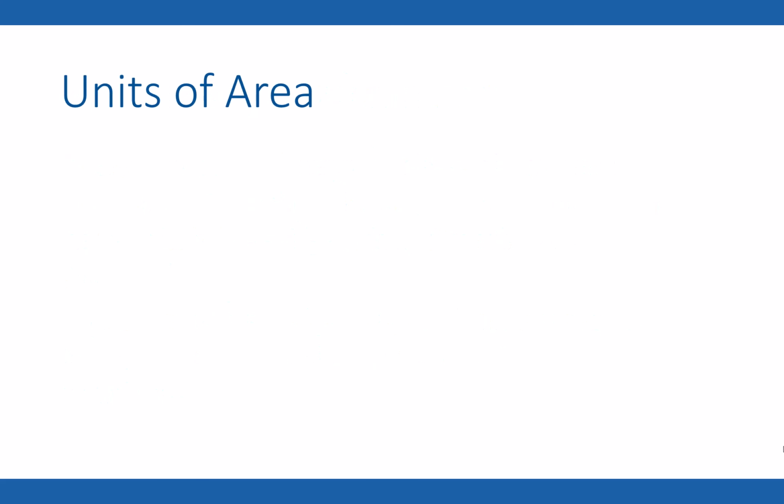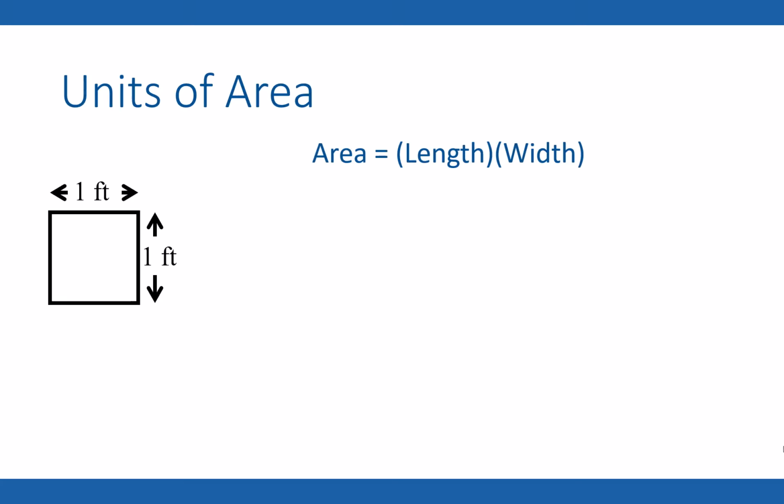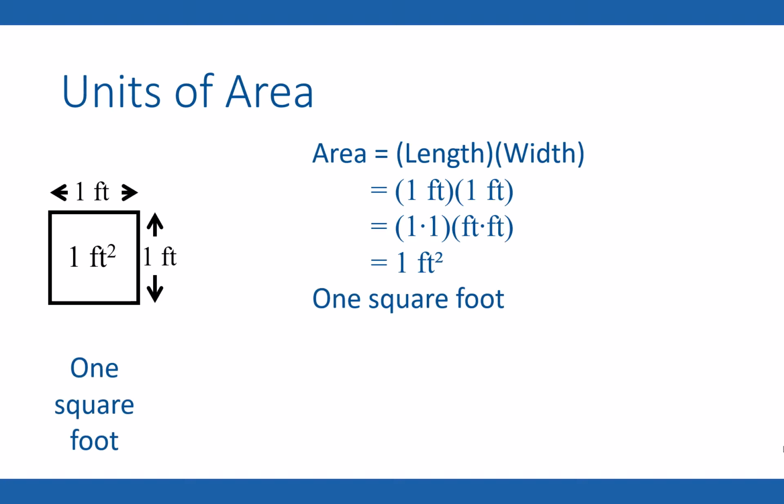The example of area gives us a clear visual representation of what squaring a unit means. This square is 1 foot long and 1 foot wide. The area is length times width, which is 1 foot multiplied by 1 foot. 1 times 1 gives 1, and foot times foot gives square foot. The area is 1 square foot.